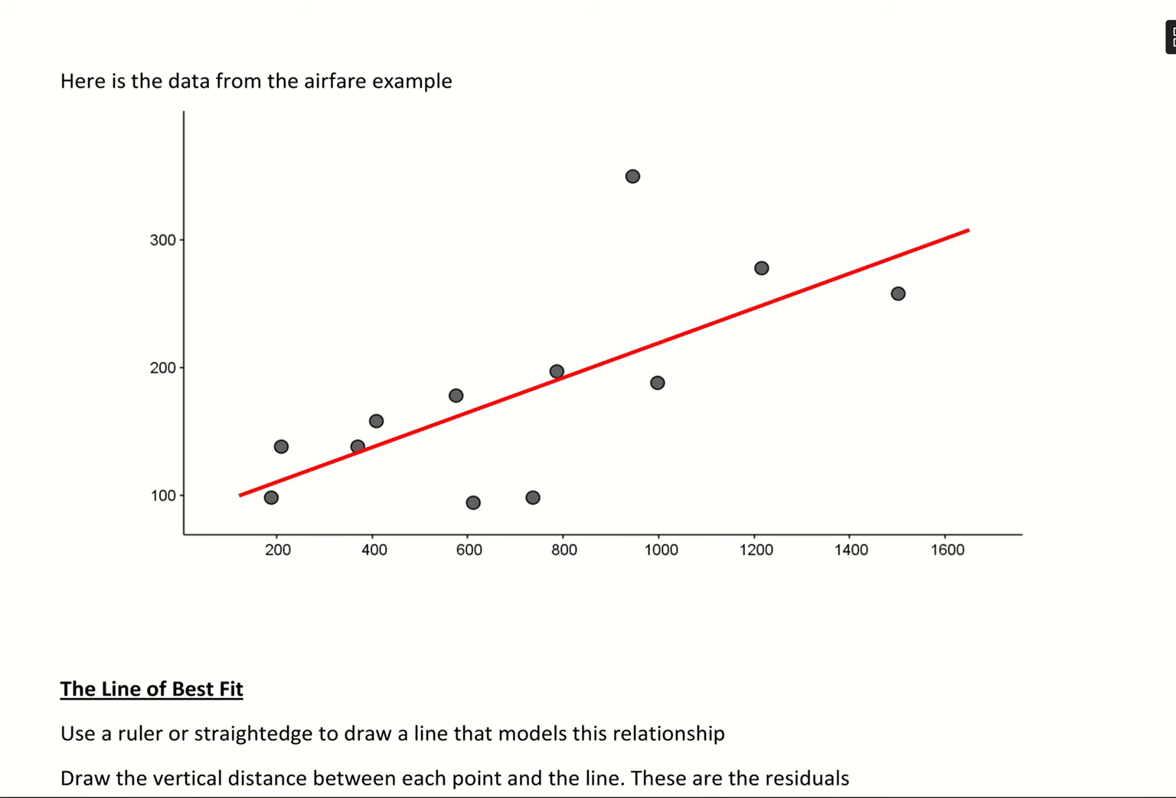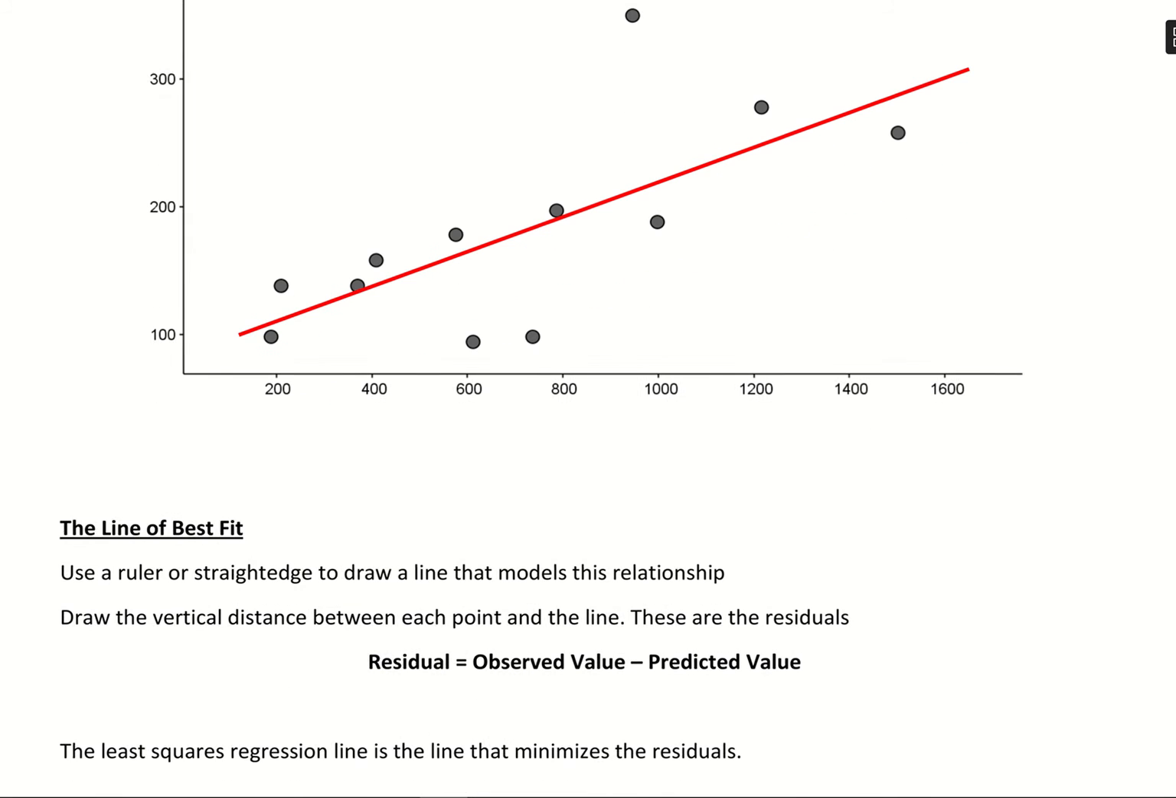So here's the airfare data that we were looking at. While I drew an estimate of the line and where it was landing, what I drew here on this picture is the exact line. So we can use technology, or not even use technology, but we'll have a formula for finding the equation of this line, and it's called the line of best fit.